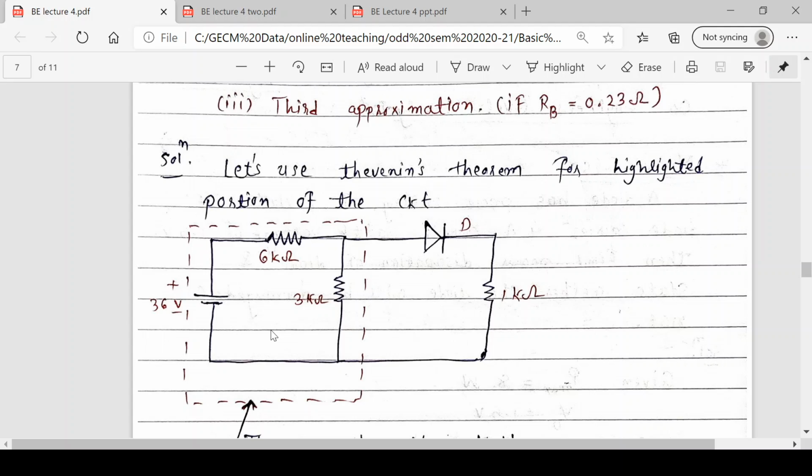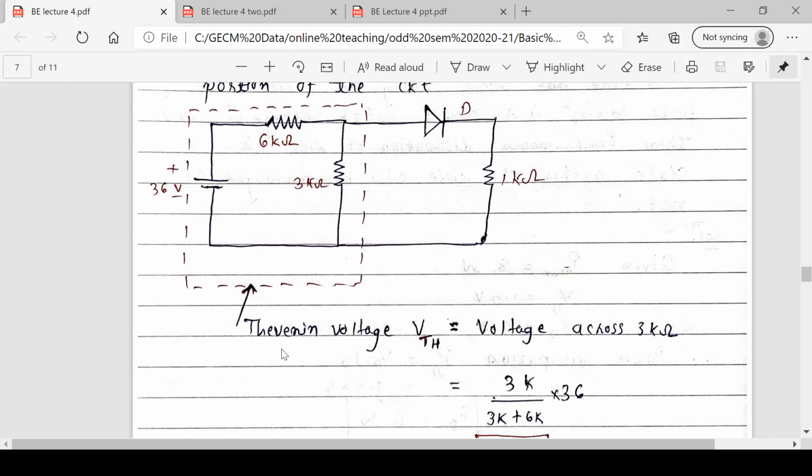But how to find VTH and RTH? So Thevenin says VTH is nothing but the open circuited load voltage. VTH is the open circuited load voltage. That means whatever voltage you measure across 3 kilo ohm. So now using voltage divider, it is quite easy. What will be the voltage across 3 kilo ohm? Thevenin voltage VTH is equal to the voltage across 3 kilo ohm.